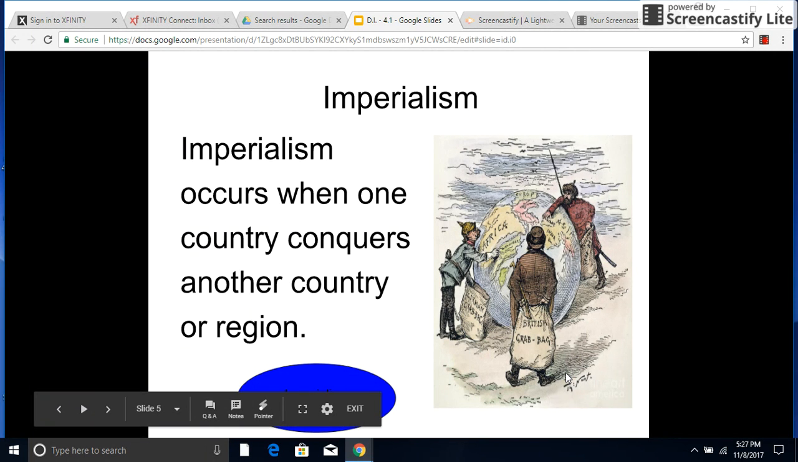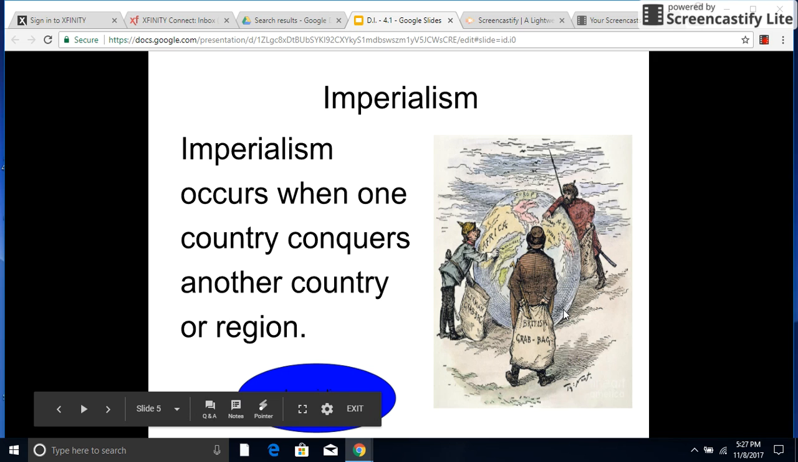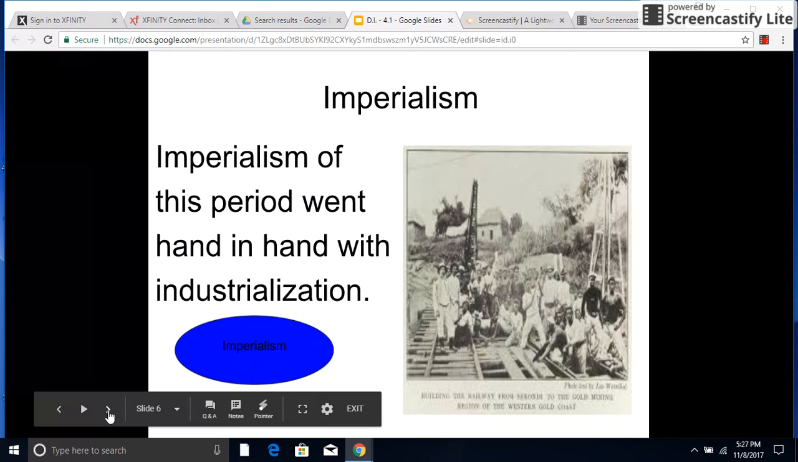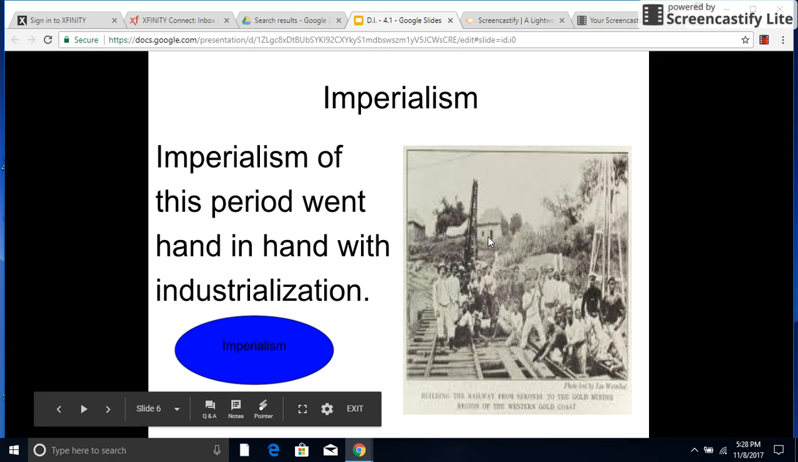Here's a definition of imperialism. Imperialism occurs when one country conquers another country or region. That's basically what imperialism is. And here's a political cartoon showing imperialism. Imperialism of this period, that is the late 1800s, early 1900s, went hand in hand with industrialization. So there's really a connection between the rise of new imperialism and the Industrial Revolution.